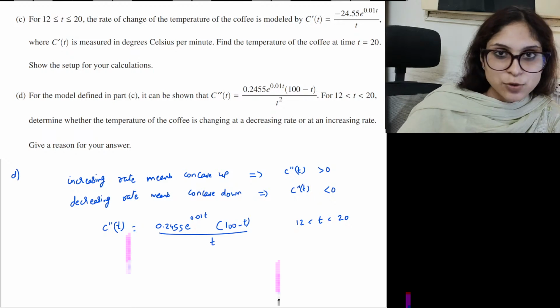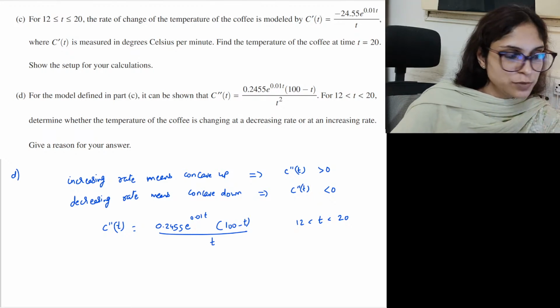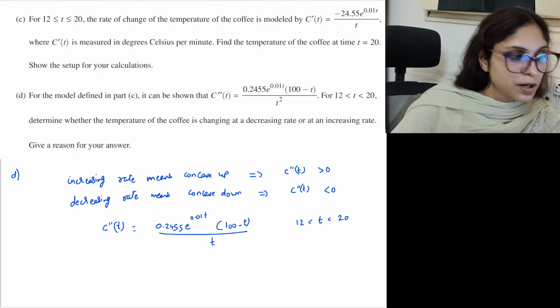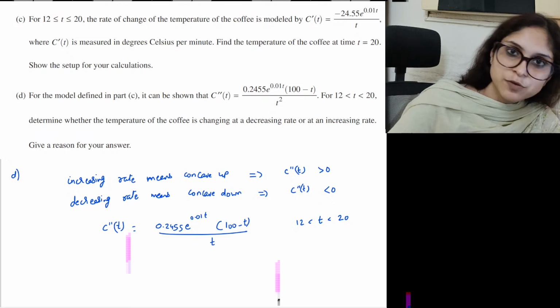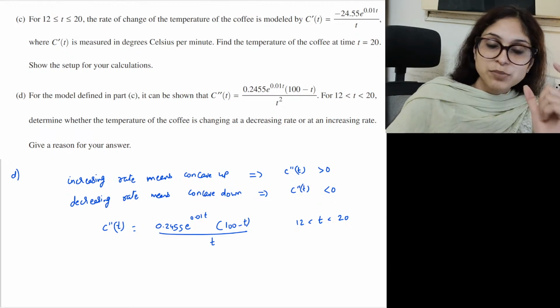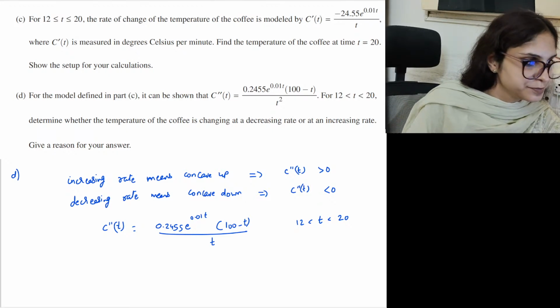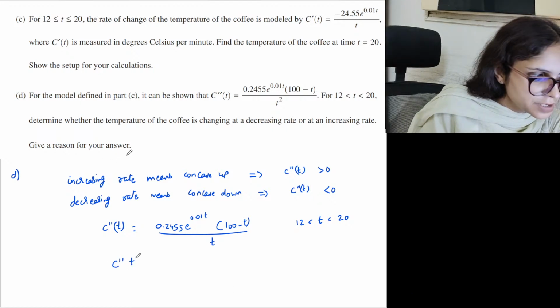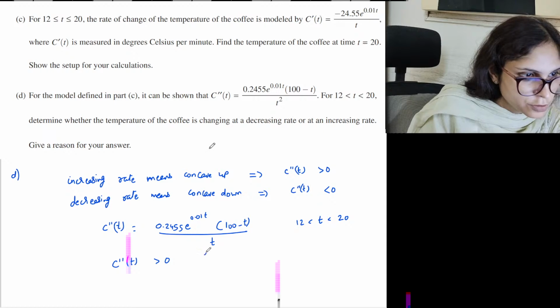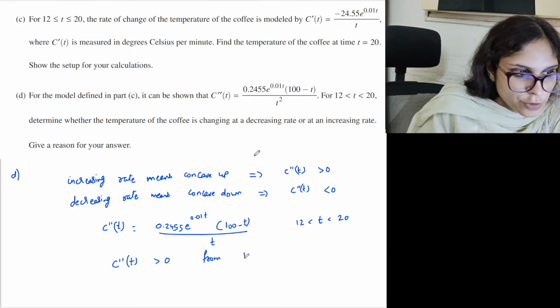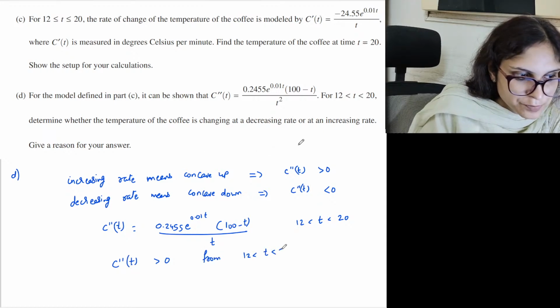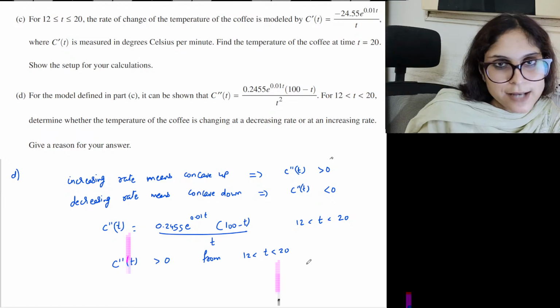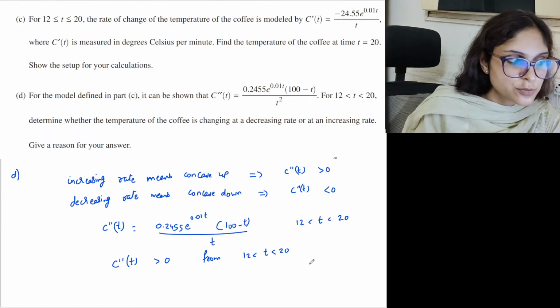100 minus t, as I told you, is also positive because the time is from 12 to 20. And t is also positive because again it is from 12 to 20. So the entire C double derivative is going to be positive from 12 to 20. That means it has to be increasing rate because it has to be concave up.